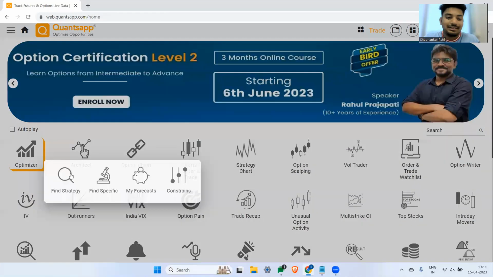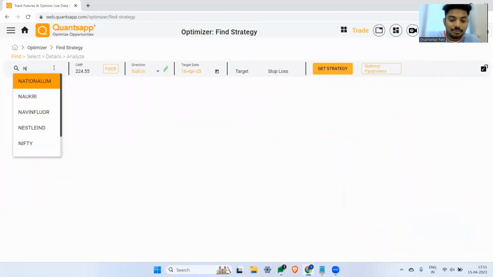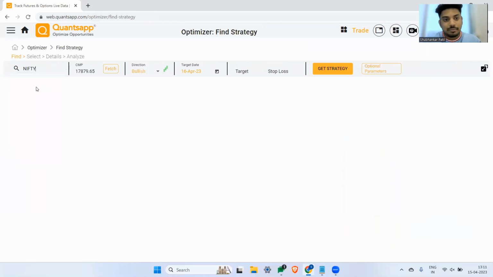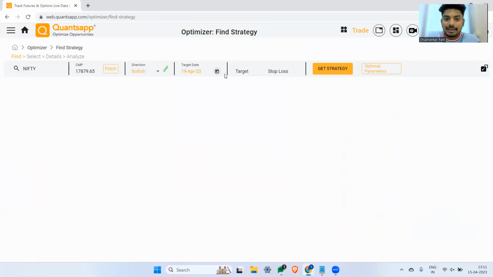And last but not the least, if you don't know, the best solution is the optimizer. You can directly come to the optimizer and select any instrument in which you want to build an option strategy. So let's say Nifty. Define your direction. What is your forecast on Nifty? Bullish, bearish, or whatever your forecast is, either way or oscillating. Now select the time frame in which you expect this forecast to be achieved. Let's say I am bullish on the instrument till 19th of April and I am bullish till 18,200 and I am setting my stop loss at 17,600. This is my forecast.